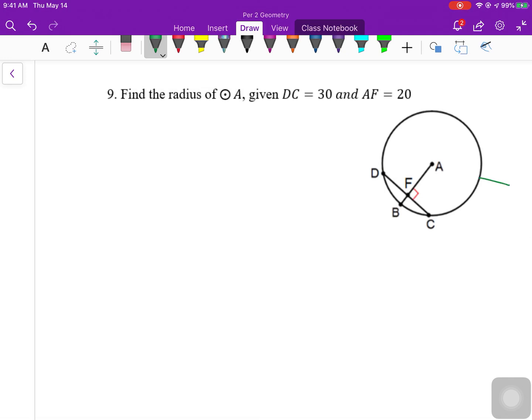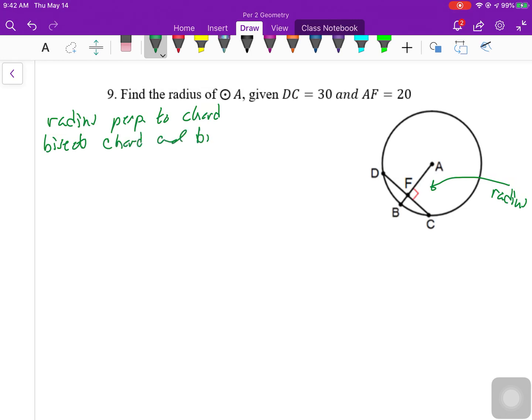Okay, let's take a look at another segment. So in this one, we have a radius perpendicular to a chord. So if you have a radius perpendicular to a chord, it bisects the chord and bisects the arc of the chord.